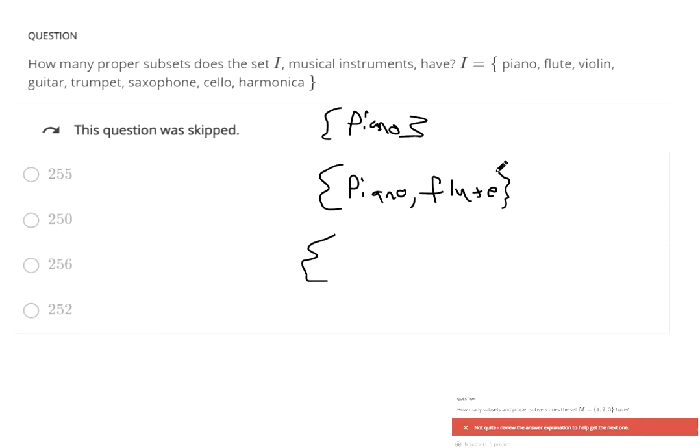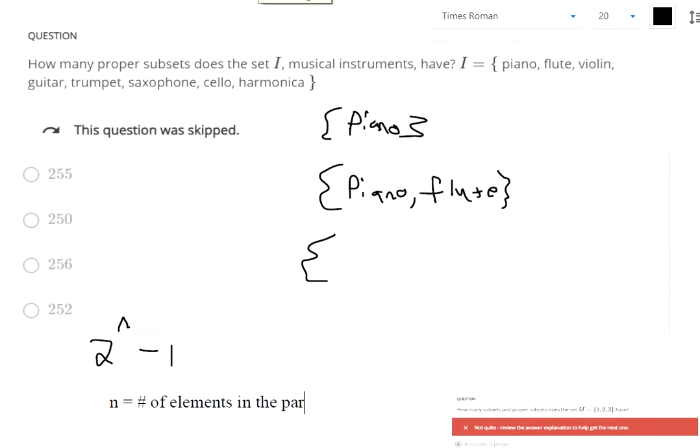Okay, so obviously that could take a long time, right? I've only done 2 so far. You could do piano flute, piano violin, piano guitar, piano trumpet, piano saxophone, piano cello. So there's a way quicker way of doing that. The formula for proper subsets is 2 to the power of n minus 1, where n is the number of elements in the set. So in this set I, we have 1, 2, 3, 4, 5, 6, 7, 8. There's 8 elements. So 2 to the 8th minus 1.